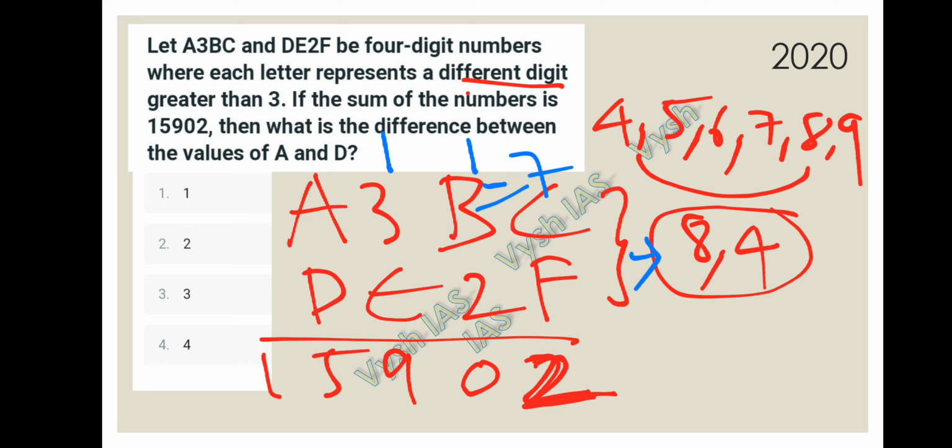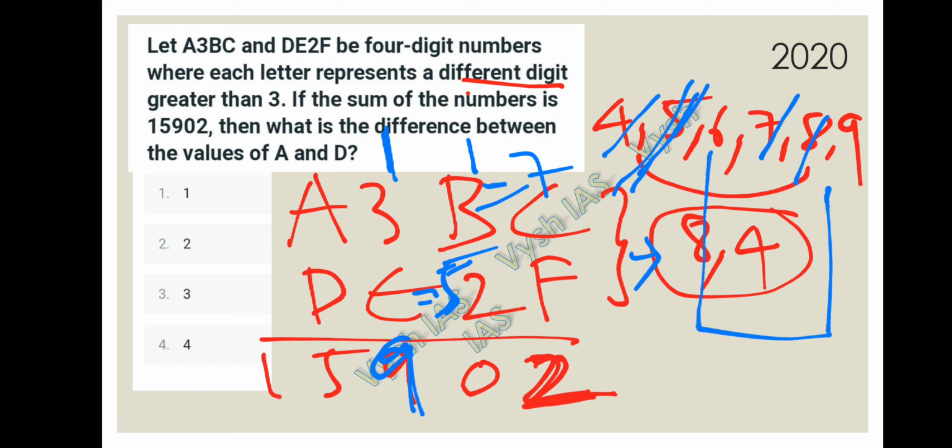So 0. B should be 7, so we can cut 8, 4. We have used 7, 8 and 4. So 1 will be carried over here. 3 plus 1 is 4. So E can be 5. If we substitute 5, then we get here 9. So E can be 5, which is also cut down over here. So coming to the numbers which are remaining, that is 6 and 9. So the difference between the 6 and 9 is 3. So 3 is the answer.